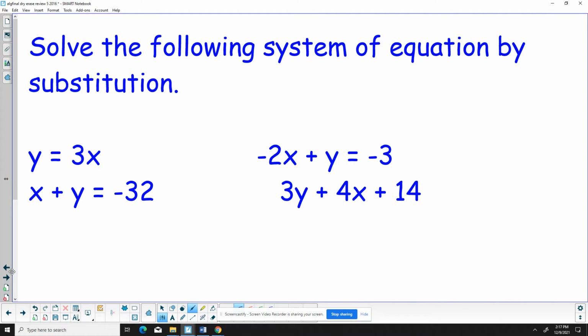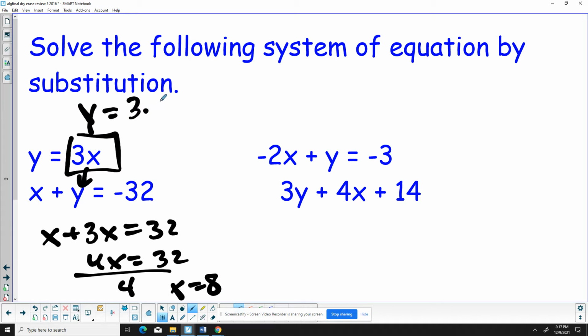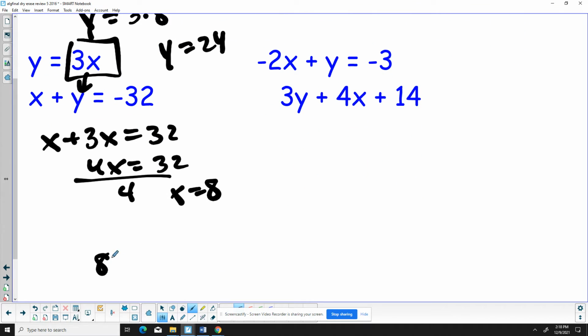All right, solve by substitution. So substitution means I take the 3x and I put it in there for y. So x plus 3x is 32. So 4x is 32 and x is 8. And if I take my 8 and put it in here, y is 24. So my answer would be 8, 24.